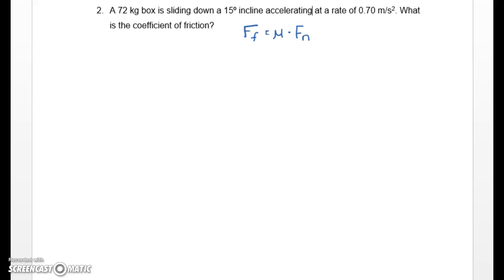So as always, I am going to start off by drawing just a quick diagram of this situation. I'm going to start by drawing my incline, which we can just draw as a right triangle. We know that the incline is 15 degrees, and we would just assume it's from the horizontal, which is this angle down here. Next, we can draw the 72 kilogram box, which is sliding here at the top of this incline, and it's going to be sliding on down.